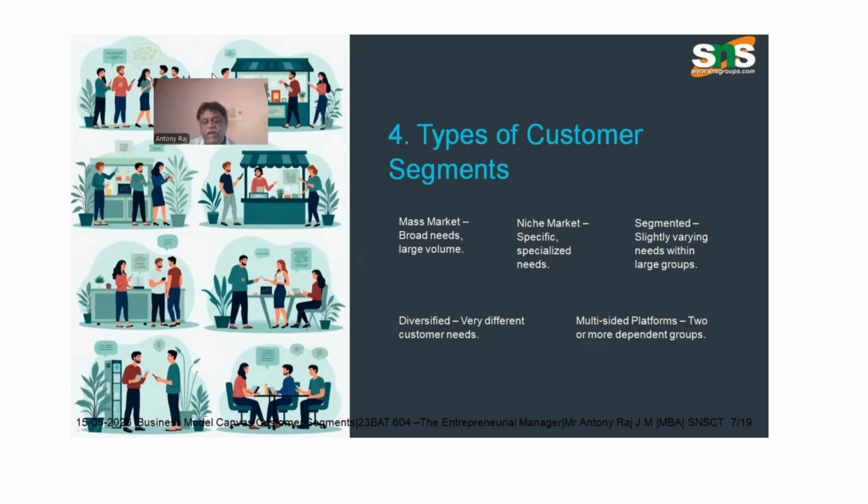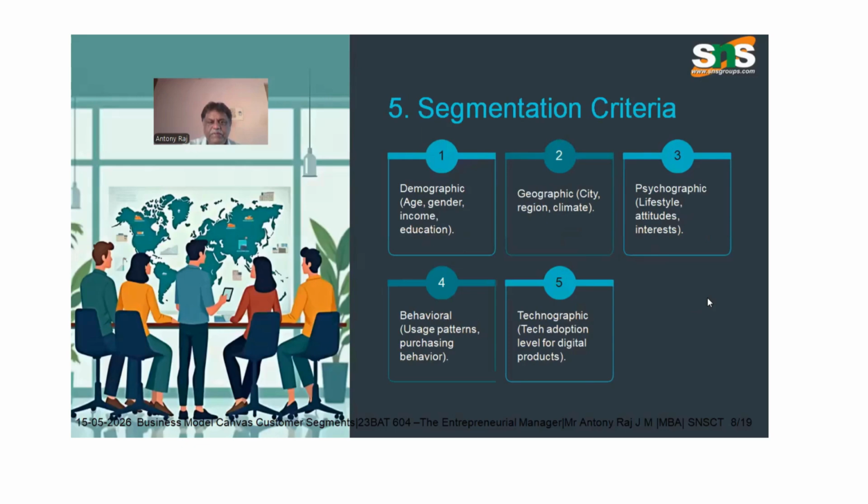And when you talk about diversified, within the groups, the needs are very different. So you need to come out with different products for these groups. You can't come out with the same product. And then multi-sided platforms, 2 or more dependent groups. So these are the 5 categories of customer segments.